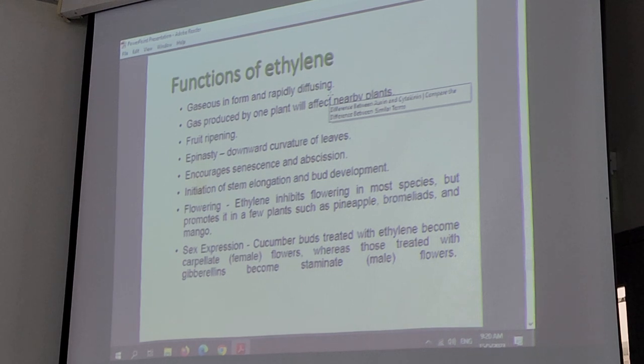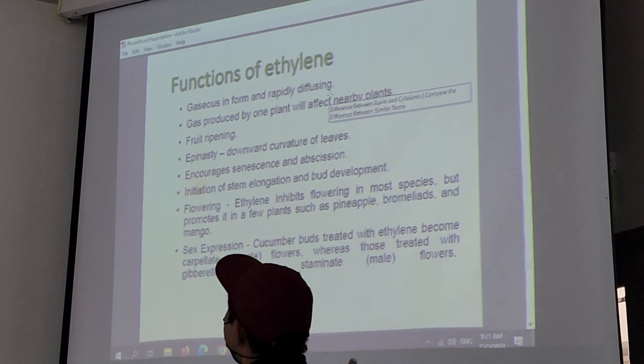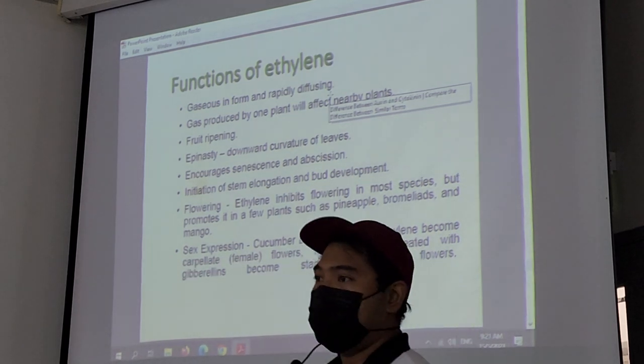That's why leaves fall. Because there is a special layer there. It's called the abscission layer, a special tissue there. It's not because there's a gum, no. So this abscission layer is actually not bad altogether. Without abscission of the leaf, you do not get autumn. Right. Yeah. So flowering, ethylene inhibits flowering in most species, but it can promote it in certain plants.